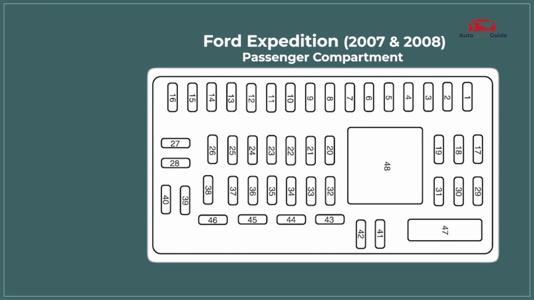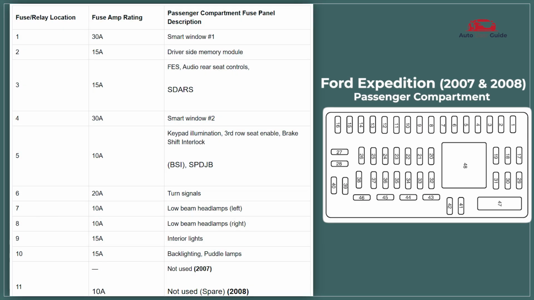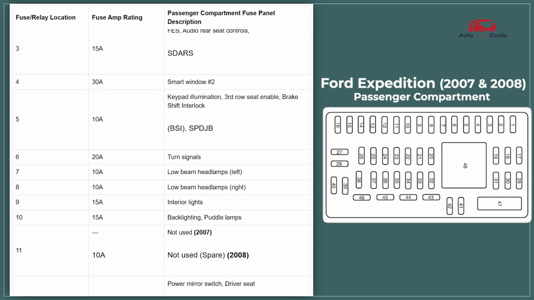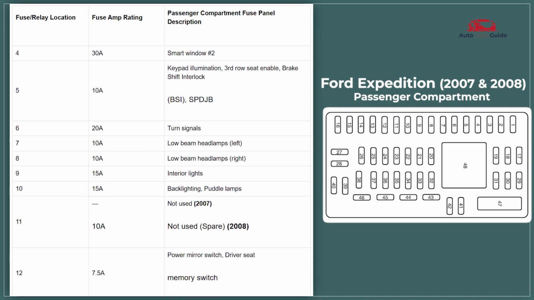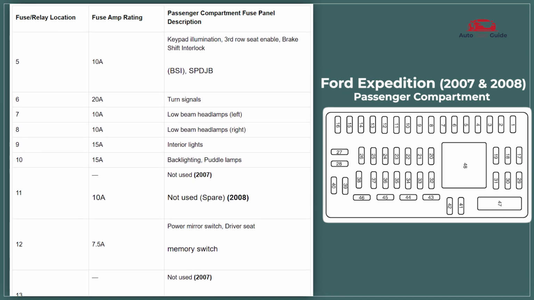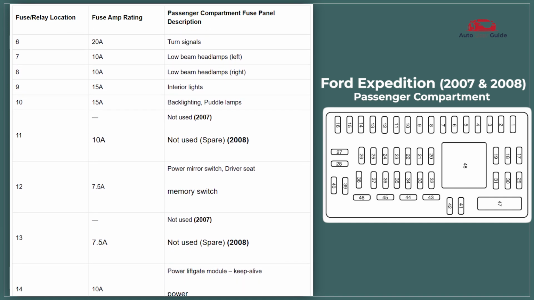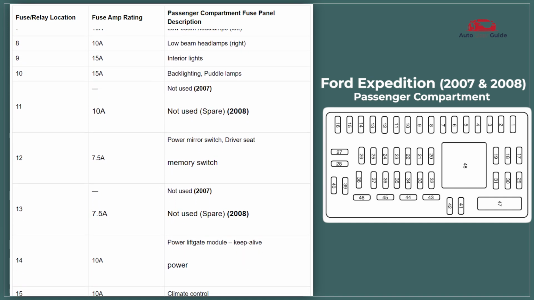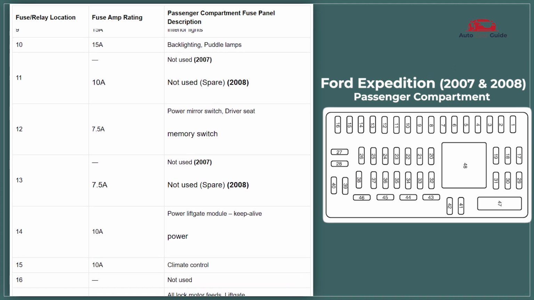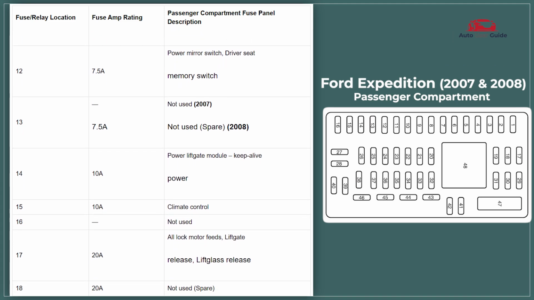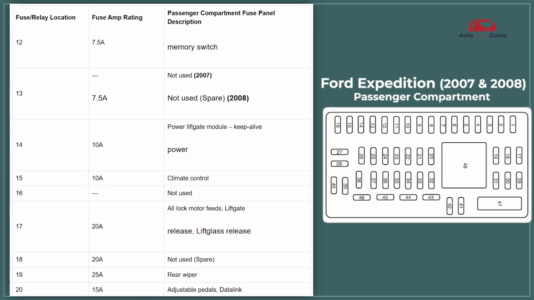The passenger compartment fuse box in the 2007 and 2008 Ford Expedition controls power to key interior components such as the infotainment system, power outlets, and lighting. It houses fuses and relays that protect and regulate multiple cabin electrical circuits. The design supports efficient troubleshooting and maintenance. It helps ensure stable operation of essential driver and passenger features.